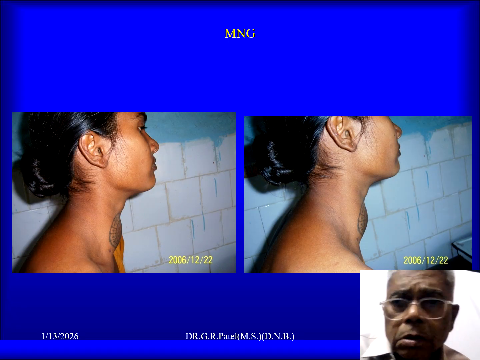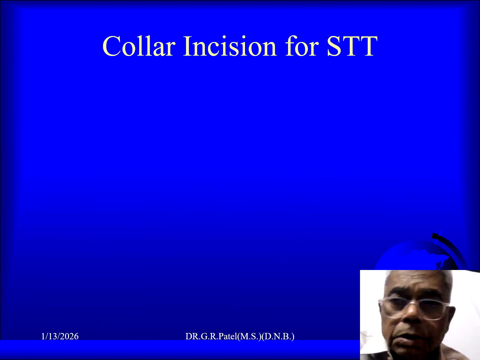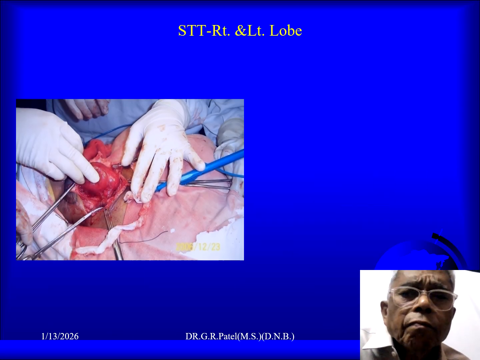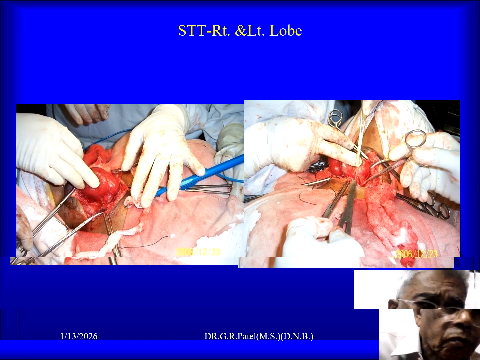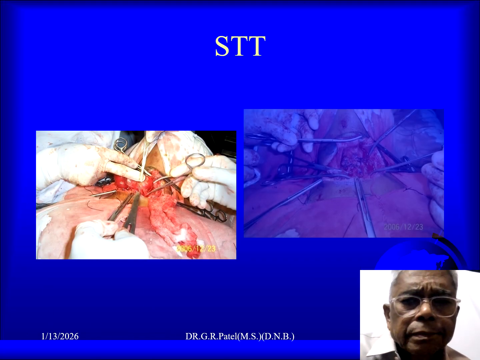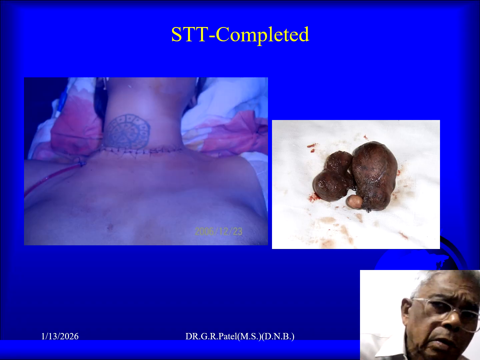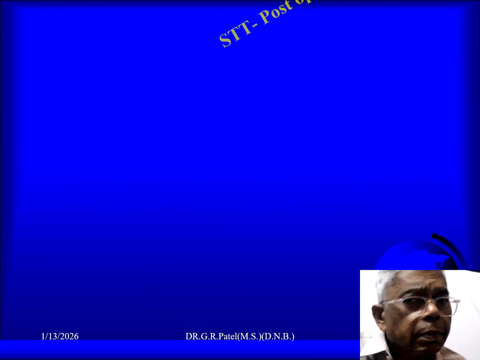Multinodular goiter patient. Lateral view, neck extended position, collar incision for STT in this patient. STT right and left lobe, subtotal thyroidectomy was carried out. STT completed. One of the parathyroids has been removed. This is the specimen of thyroid with the right parathyroid.